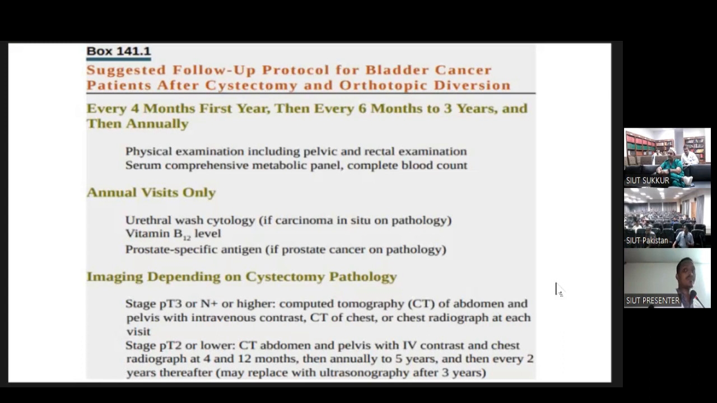Abbas bhai wants to add something. Yes, regarding Campbell, if you perform orthotopic new bladders, it's absolutely right. The serum creatinine level can be up to 2 milligrams per deciliter, and according to the eGFR, as you mentioned, it is CKD 3, over 40 to 60.